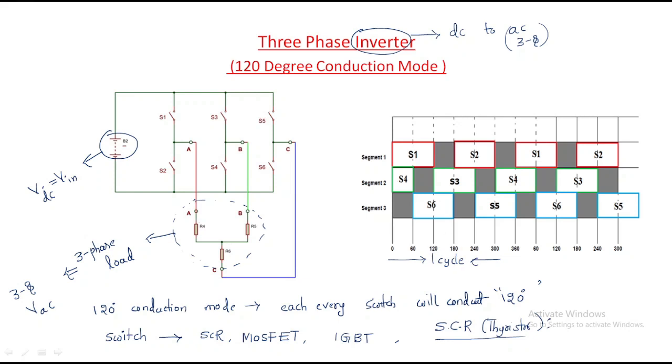For this one cycle, we have to generate the three phases. For A phase, we start at 0 degrees. That's why at 0 degrees you have to turn on switch 1. It will conduct up to 120 degrees only. After 120 degrees, the switch will be open. It is from 0 to 120 and then the switch will be open. The remaining 60 degrees will be in gray mode. Gray color means it is off.